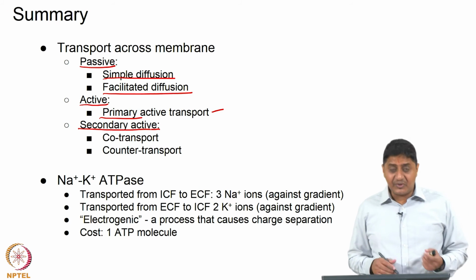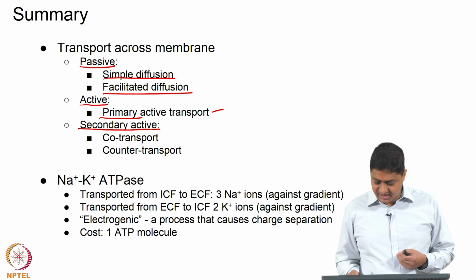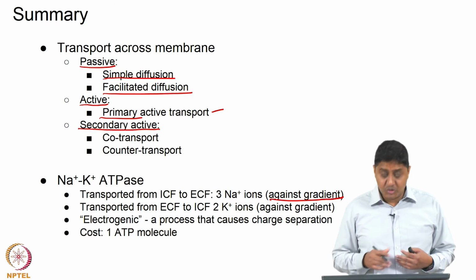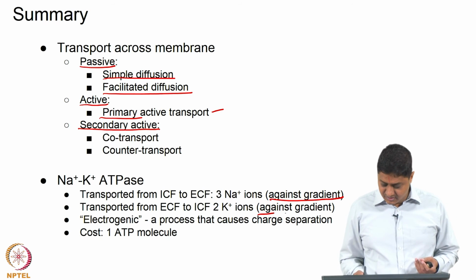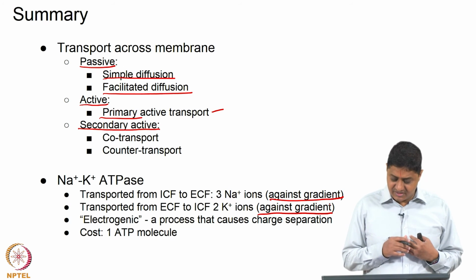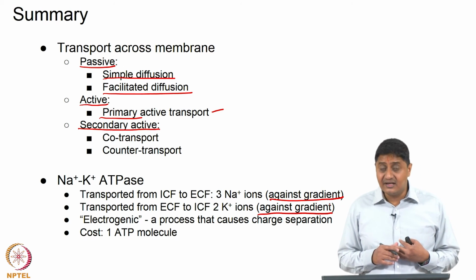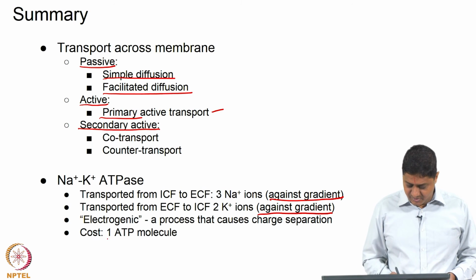We have seen that one example of primary active transport is the sodium potassium pump, or sodium potassium ATPase. What is happening is that 3 sodium ions go from inside of the cell to outside against the gradient, and 2 potassium ions go from outside the cell to inside, once again against the gradient, and this causes a charge separation. Effectively it makes the cell a little less positive, and the cost of this is 1 ATP molecule.